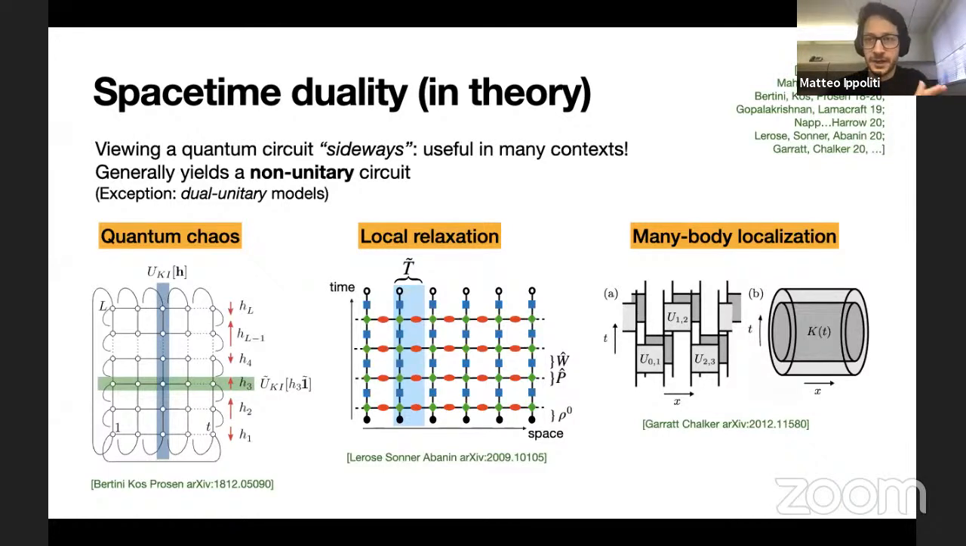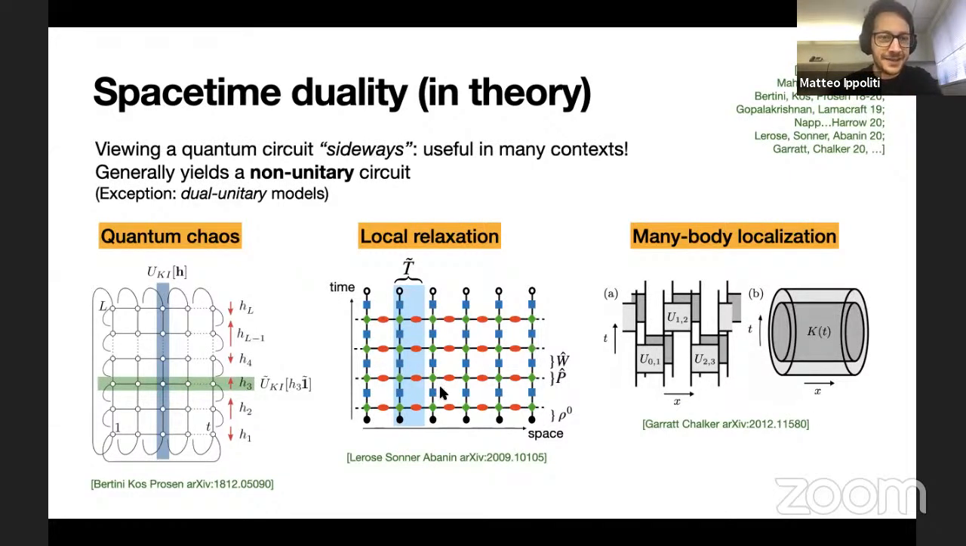But before I do that, I also wanted to point to some other works that have used similar ideas very recently for a variety of questions in quantum dynamics, ranging from chaos to the emergence of local thermalization in closed systems to even many-body localization. In all these cases, you can view quantum circuits sideways, and you can use that to learn useful and interesting things about the unitary circuit that you started from. Our point of view is a bit different in that we don't want to learn things about the unitary circuit. We want to genuinely engineer some non-unitary process by doing this sideways. But these are all very related ideas.